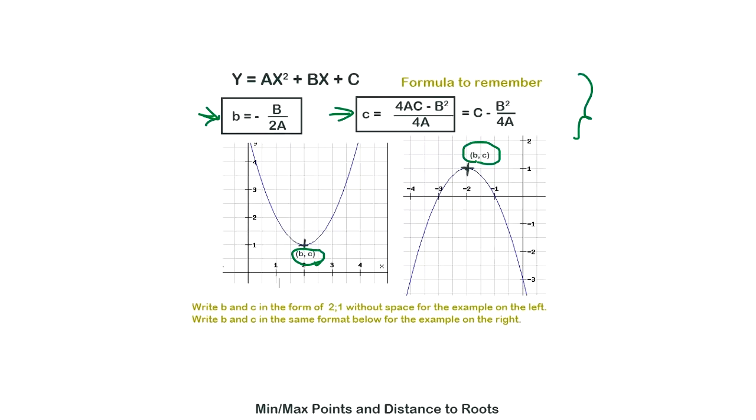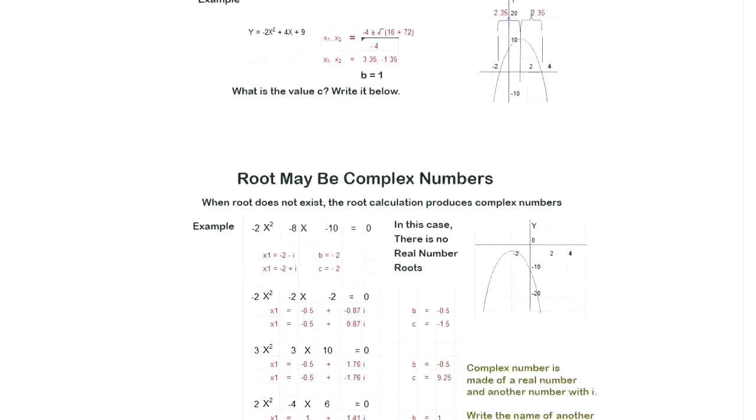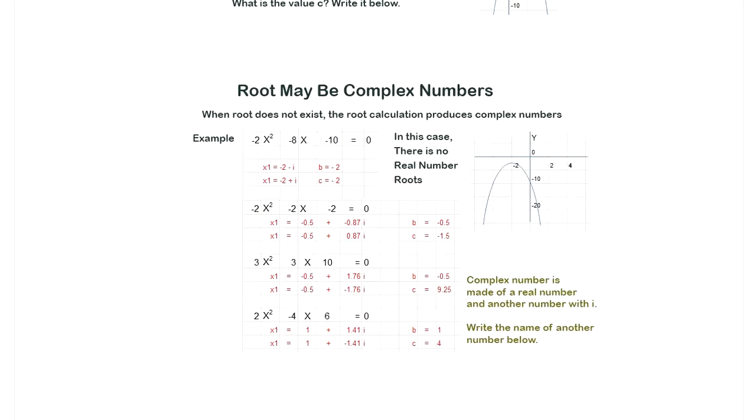Okay, this is a review of the formula: the min/max point and the distance to the roots. B is the center, and this gives you the distance from the root. So if you find the roots, you just add or subtract this distance from the center point. We went over this in the previous video. And the root could be a complex number. Sometimes it doesn't exist, but the maximum and minimum still exist.